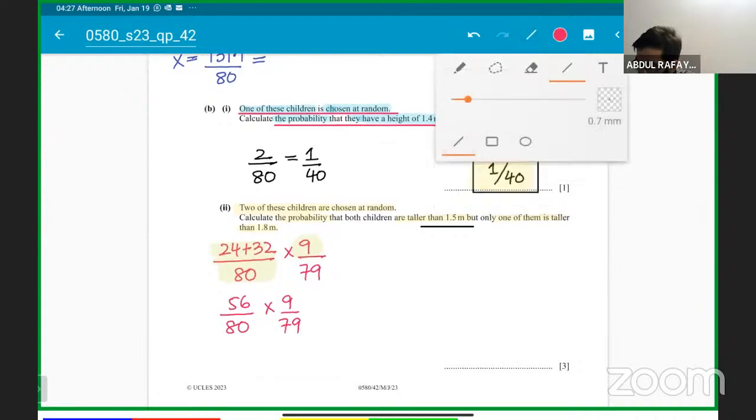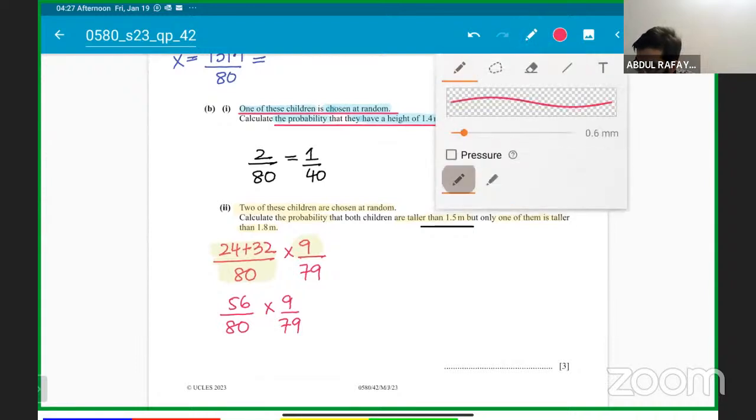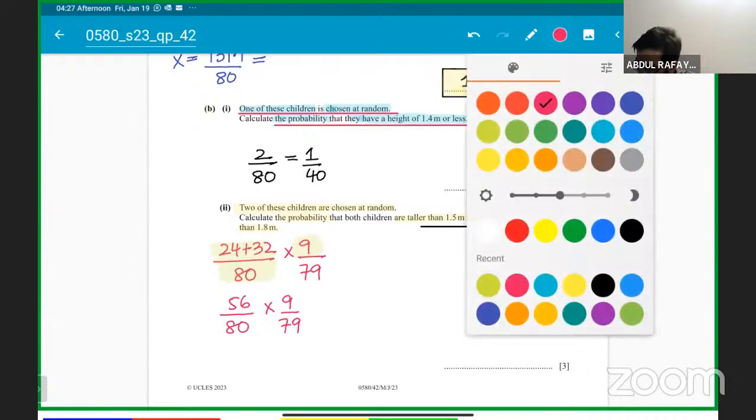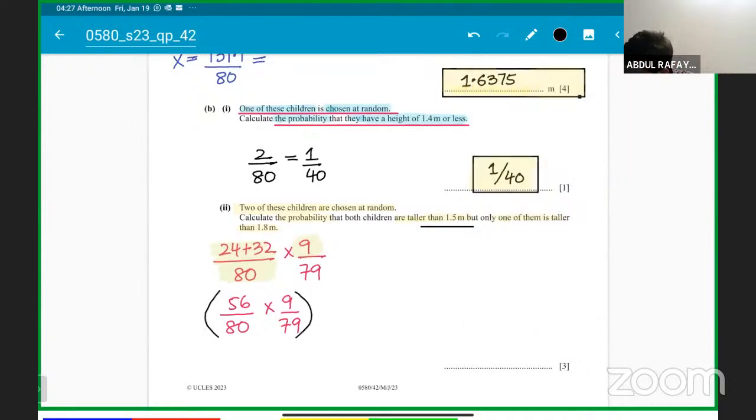But students need to understand that this is chosen by me. The other student, student X, can choose it the other way as well. So better to multiply by 2 as well. It can be the first student that is taller than 1.8 and the second student which is less than 1.8, but more than 1.5. Okay. So let's see if it is correct or not. Times of 263 over 395. It is correct, Alhamdulillah. Okay, so you get 3 marks for doing this.